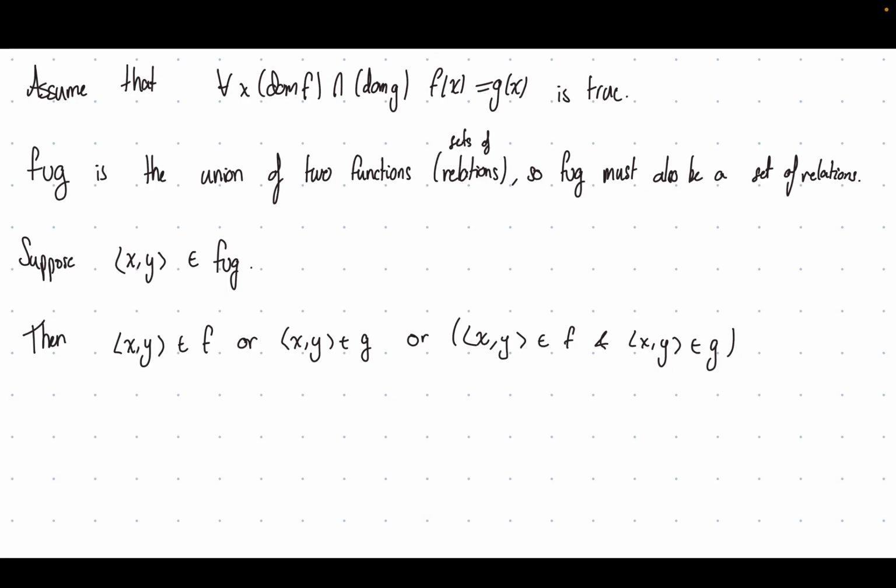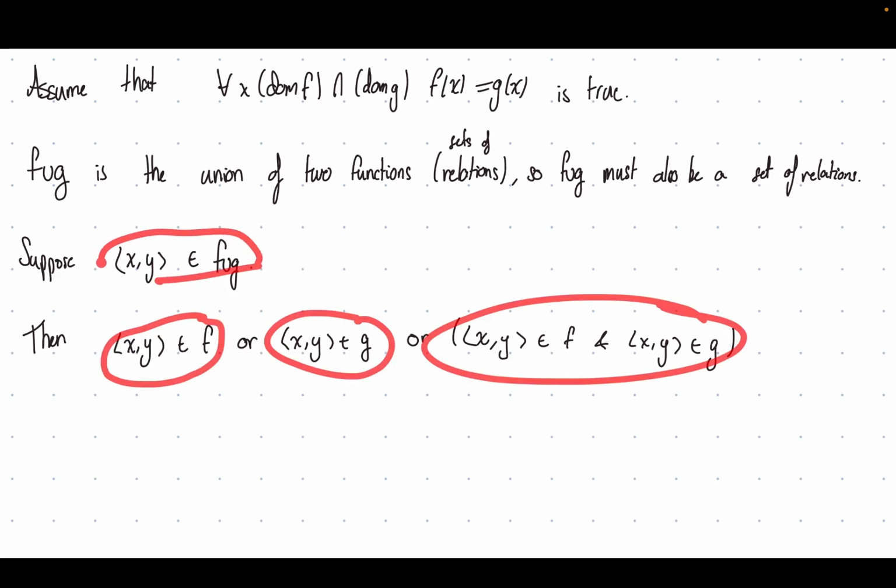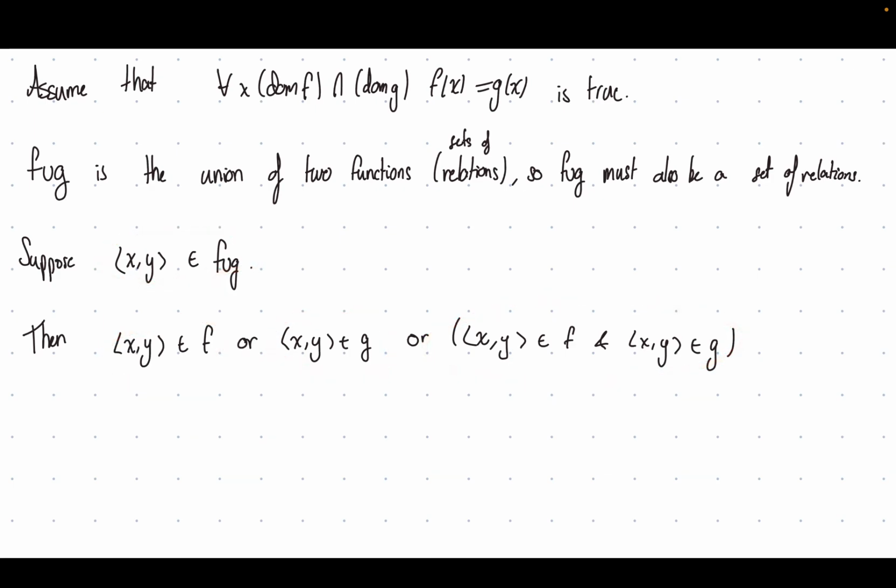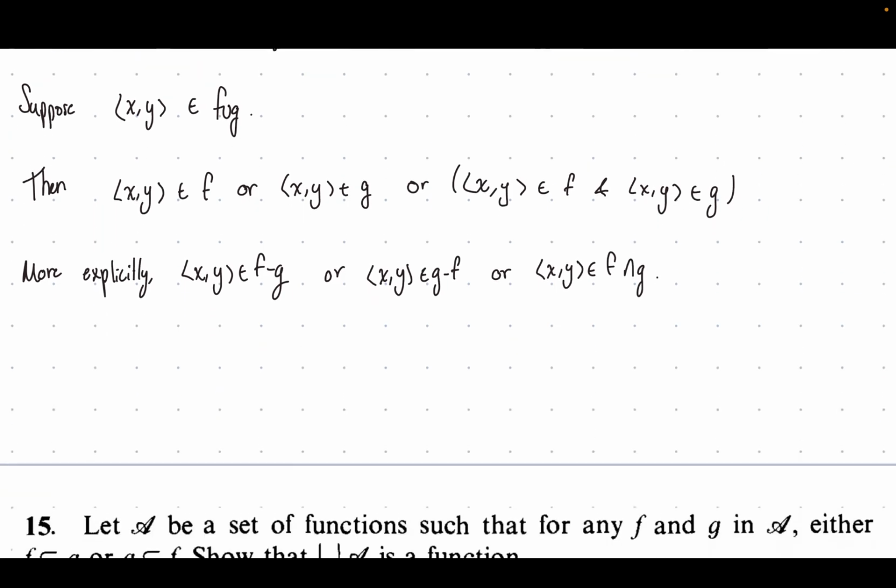But the idea is it's either only in F, or it's only in G, or it is in both. That is how we get that x comma y is in F union G, right? And more explicitly, x comma y is in F minus G, or x comma y is in G minus F, or x comma y is in F intersect G, right?